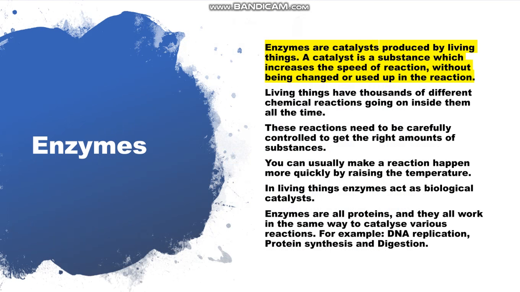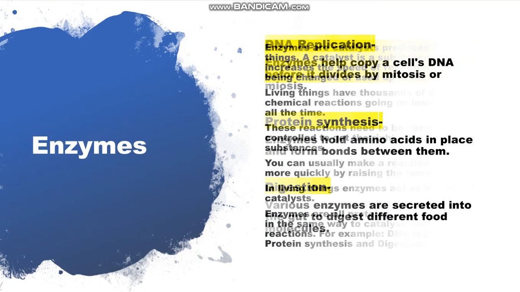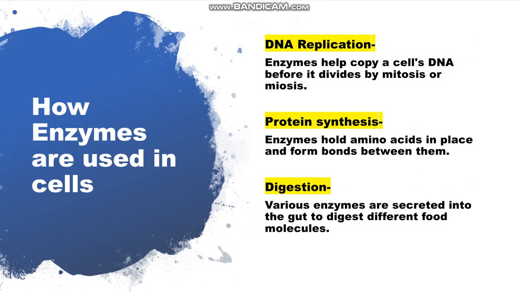For example, DNA replication, protein synthesis, and digestion. DNA replication is where enzymes help copy a cell's DNA before it divides by mitosis or meiosis. These are two types of cell division and I will be covering them in future videos. Protein synthesis: enzymes hold amino acids in place and form bonds between them. Digestion: various enzymes are secreted into the gut to digest different food molecules.